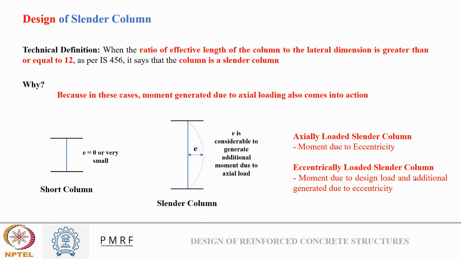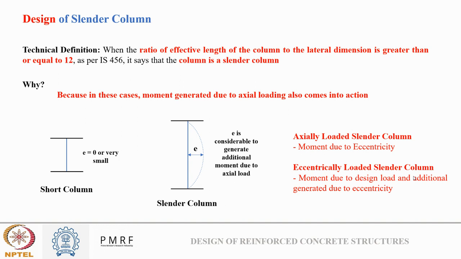And in biaxially loaded column, we initially assume a percentage of steel and calculate the ultimate moment along x and y, and we check whether that percentage of steel is enough or not. If not, we increase the percentage of steel, again do the calculation, again perform the check. Okay, so I hope everyone is clear with that part. Now we will talk about slender columns.